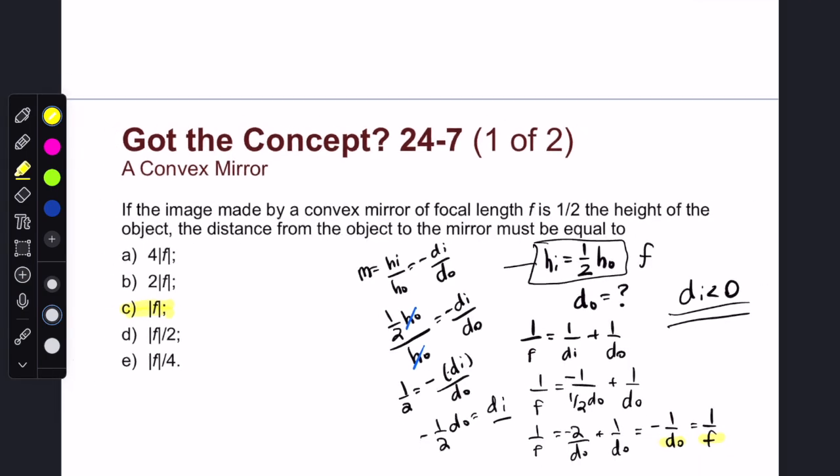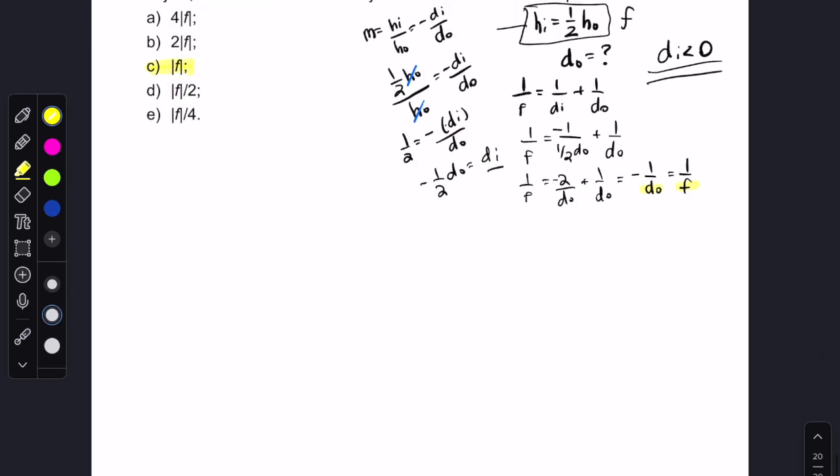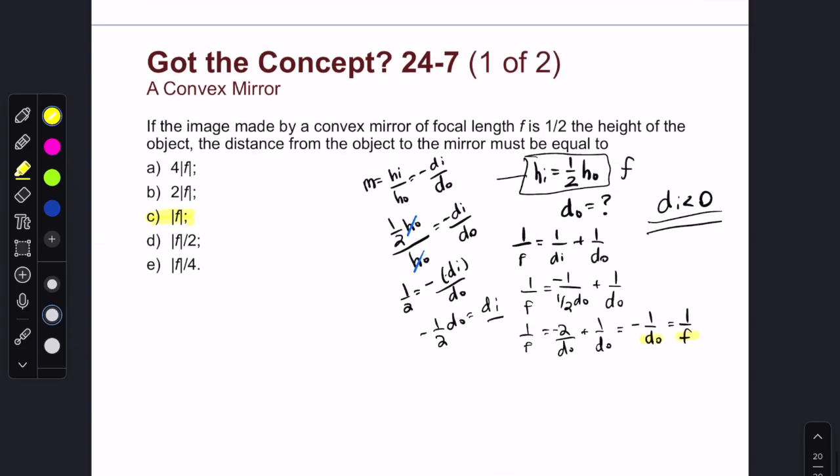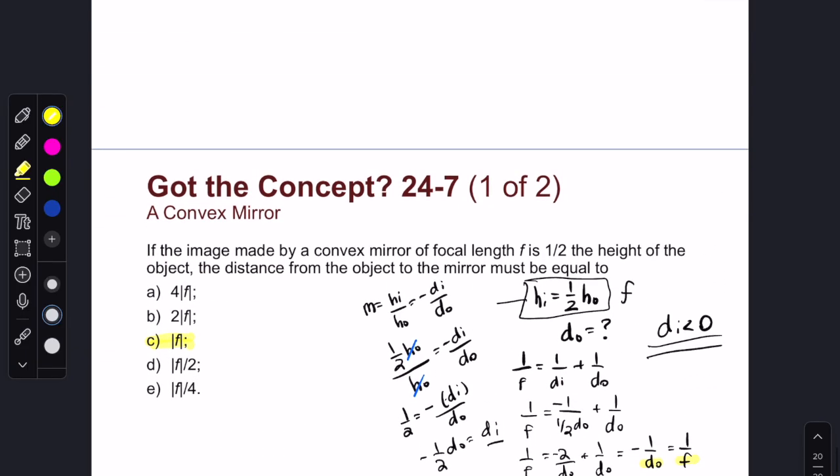Okay, so this was a good Got the Concept. That's all I had planned for today. We covered all the mirrors, so in the next lecture we'll be covering lenses. And what you're going to see is that these sign conventions are going to flip-flop, okay? So just be prepared for that. All right, have a great day.